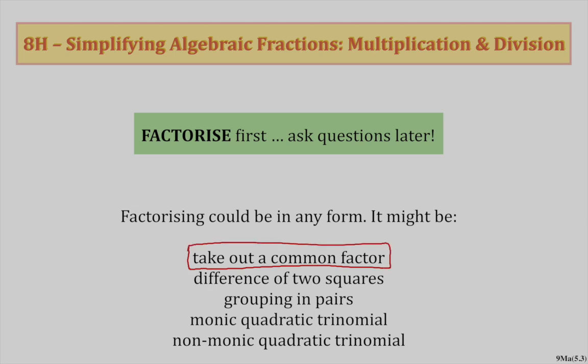Once you've taken out a common factor, that might be as far as you can go, or you might have a bracket that is a difference of 2 squares. You might end up with a grouping in pairs question. Not likely with that one. You could end up with a monic quadratic trinomial or a non-monic quadratic trinomial after you've taken out a common factor. Always do that first if you can. Sometimes you can't take out a common factor and it's just going to be one of these 4 types of questions. So we have to be able to factorise first. We're going to then worry about what we can do later after that.